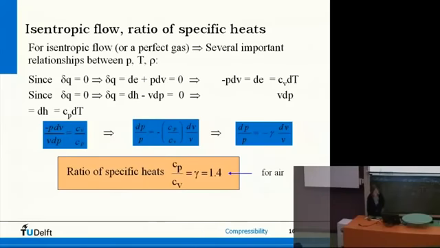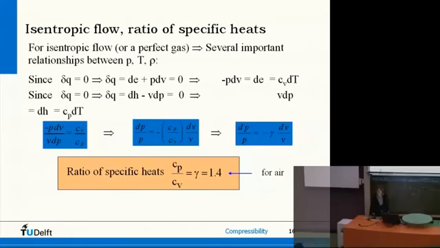So this relation, after some magic on the first law of thermodynamics, isentropic flow, adiabatic process, dq is 0, I end up with this relationship. And it tells you how much pressure changes in relation to density changes. And actually, we only have specific gas constants, a ratio of the specific heats in front.